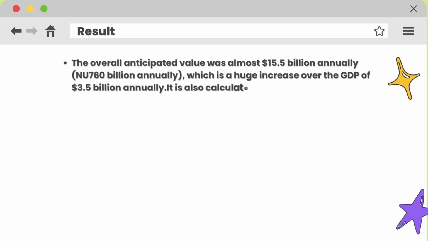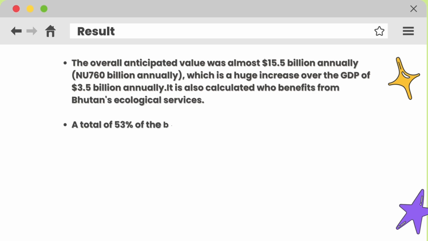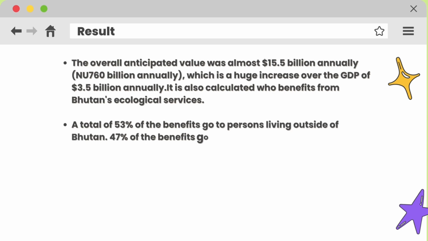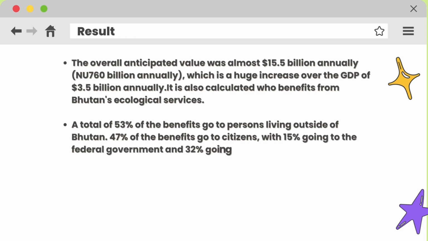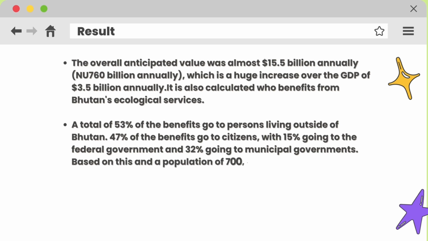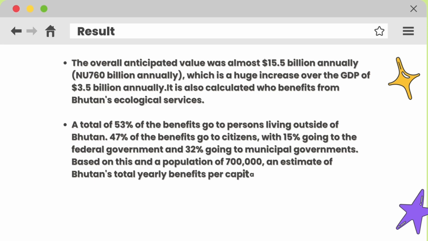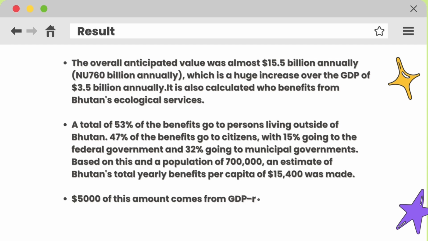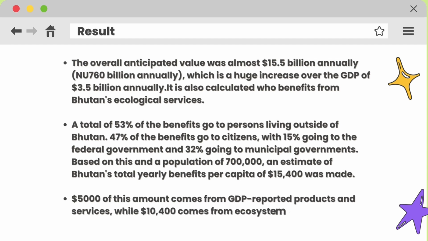It is also calculated who benefits from Bhutan's ecological services. A total of 53% of the benefits go to persons living outside of Bhutan. 47% of the benefits go to citizens, with 15% going to the federal government and 32% going to municipal governments. Based on this and a population of 700,000, the estimate of Bhutan's total yearly benefits per capita is $15,400. $5,000 of this amount comes from GDP-reported products and services, while $10,400 comes from ecosystem services.